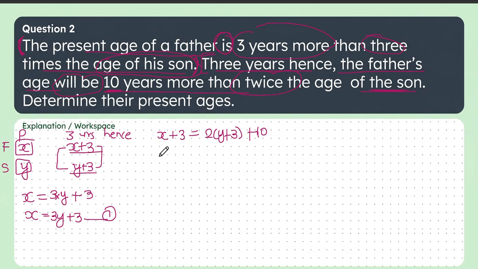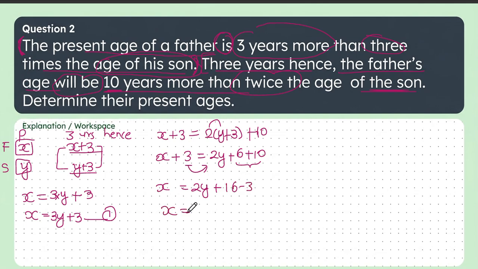So if we solve this, x plus 3 is equal to, if we multiply 2 inside, so 2 into y, 2y plus 2 into 3, 6, plus 10. Okay, so if we take this 3 to that side, we'll get x is equal to 2y plus 6 plus 10, 16, and minus 3. Okay.